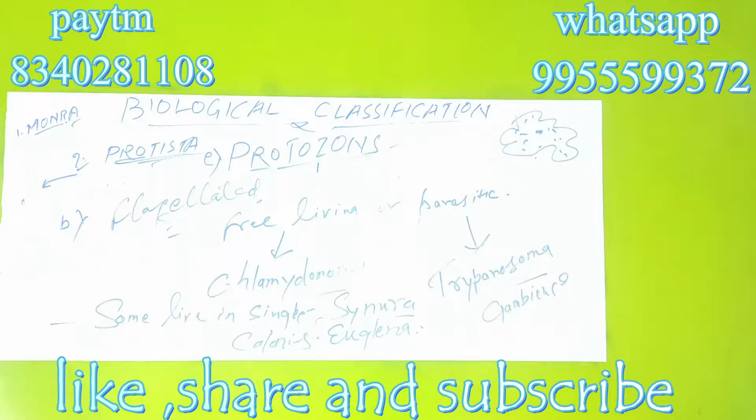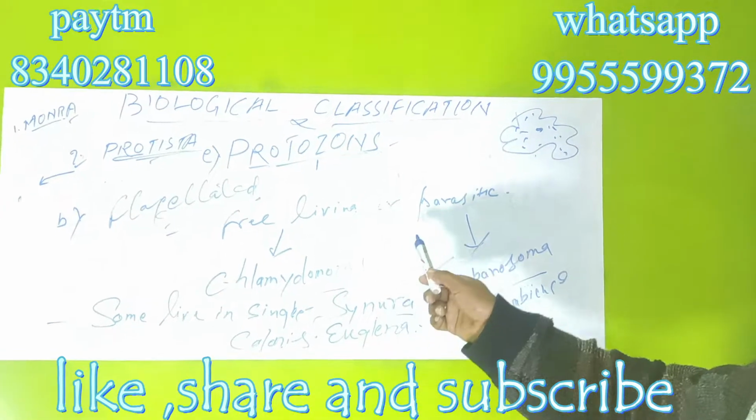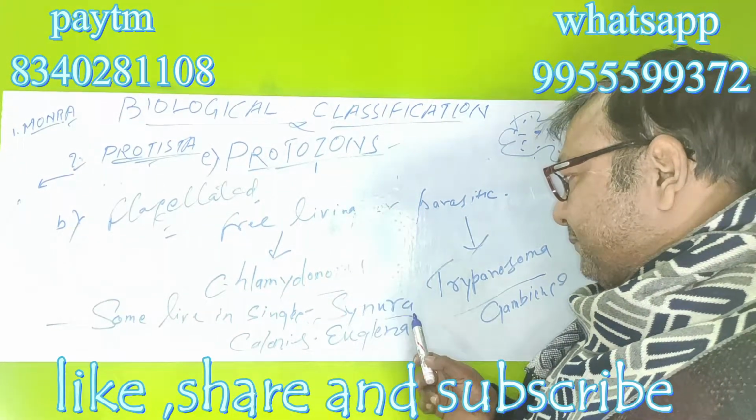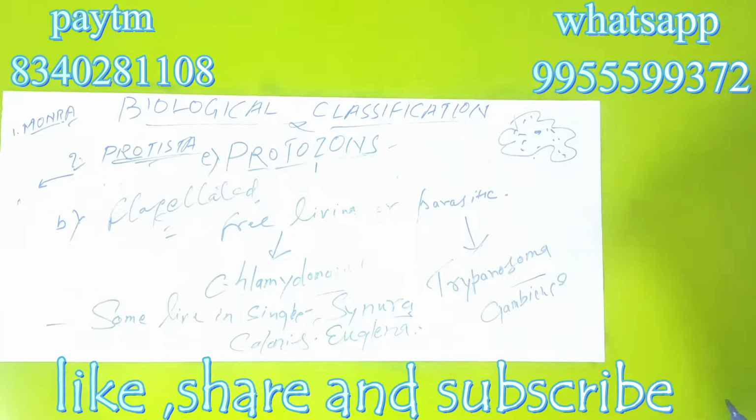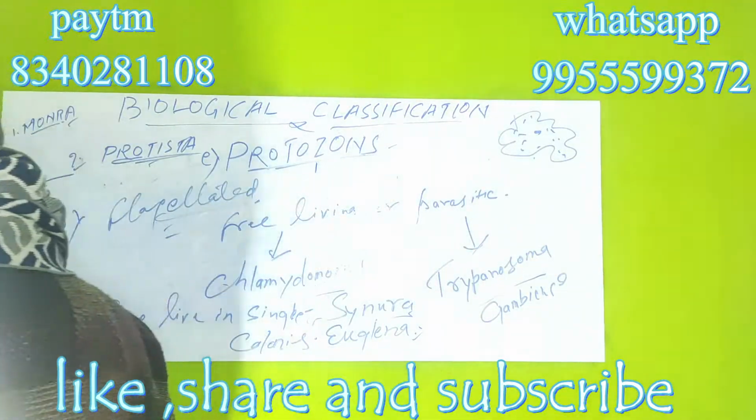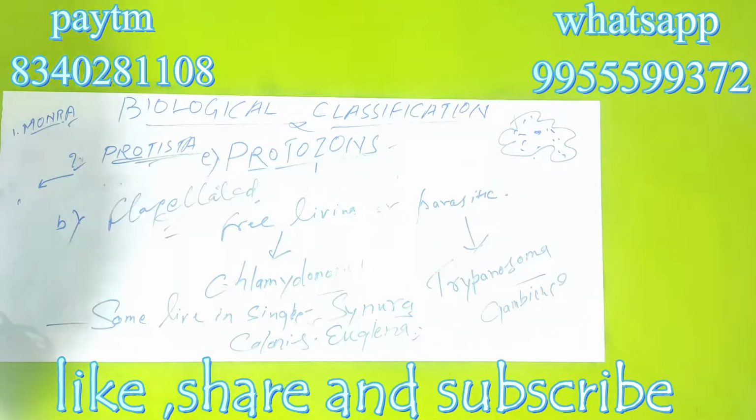So what do you mean by flagellated? Means that they are free living or parasitic. Free living are Chlamydomonas, parasitic are Trypanosoma gambiense. Some live singly; the example is called Cyanura, and that which lives in colonies is Euglena.